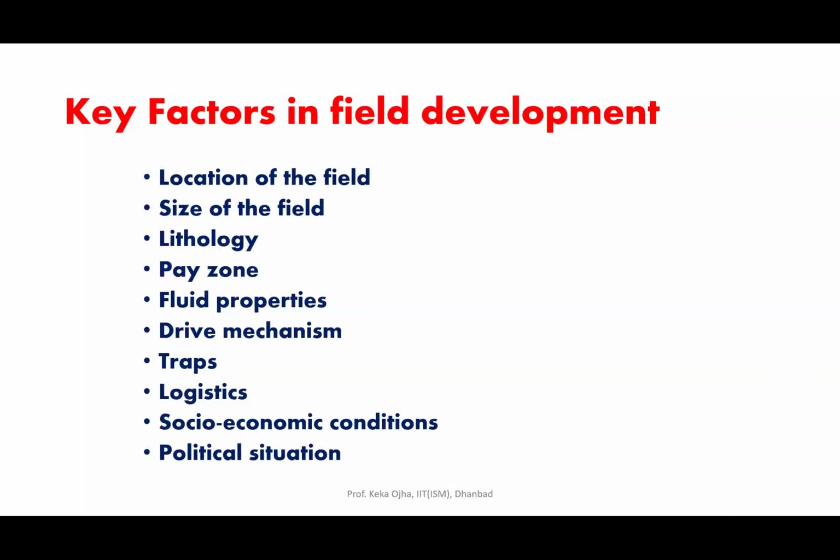Traps: what kind of trap you have, whether it is structural or a lensed kind of trap, so the strategy will be different depending on traps. Logistics: transportation, storage, all logistics are important parameters. Socio-economic condition and political situation: nowadays, how the oil price is changing, and the policies of each and every government will differ depending on this condition and political situation itself.